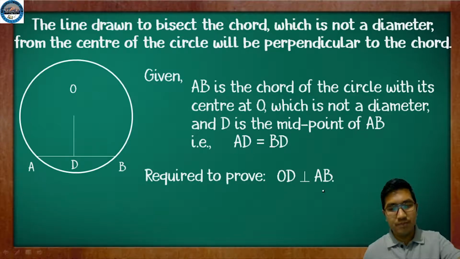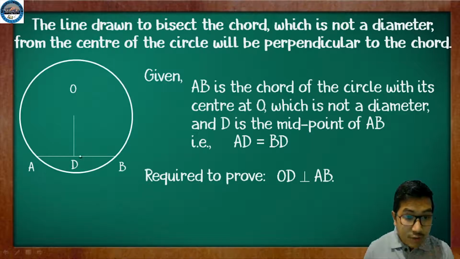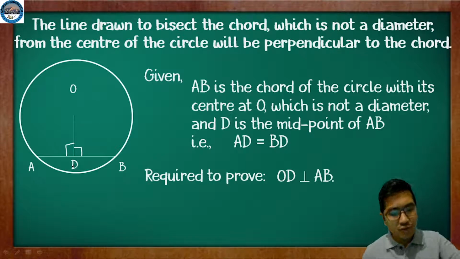Okay, so these are the things we need to write in given, and this is the thing that we need to write in required to prove. Now we need to prove OD is perpendicular to AB. That means we need to prove that this angle here will be 90 and this angle here onto the side will be 90. So to prove this, what we will do is we'll construct two lines.